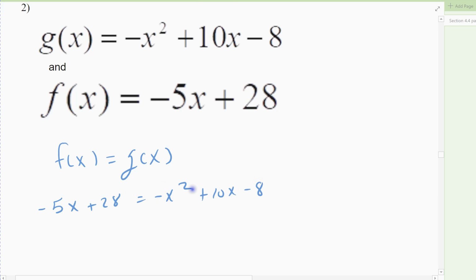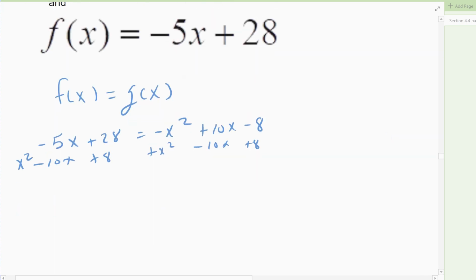I don't like negatives on my square term, so I'm actually going to move my quadratic over to the other side, meaning I'm going to add my x squared, I'm going to subtract my 10x, and I'm going to add my 8. That's going to leave me with 0 on that side. These are all gone, so I'm left with 0 over here, and then x squared minus 15x plus 36.